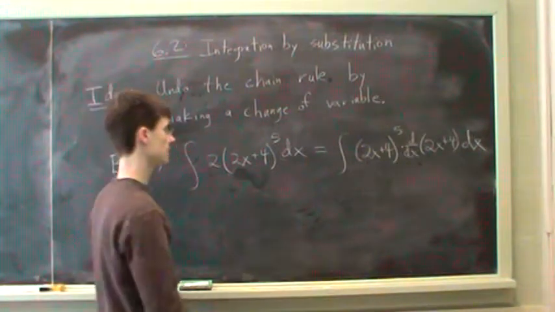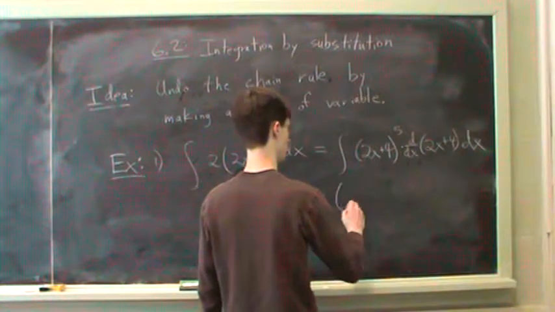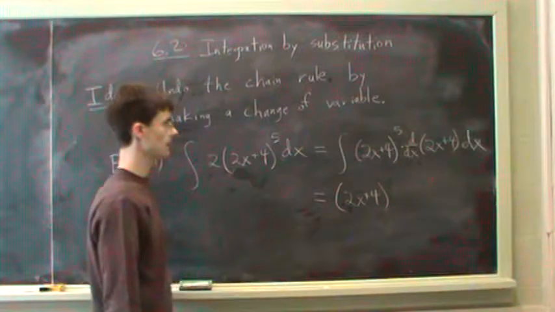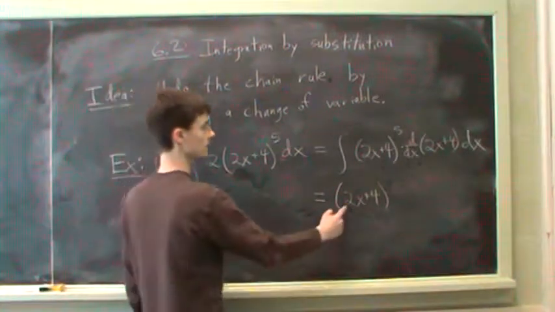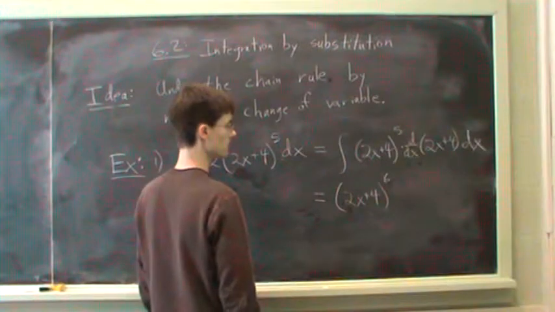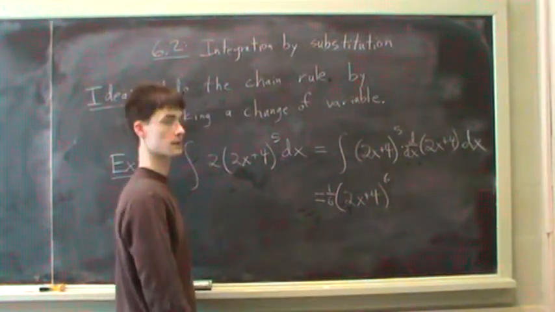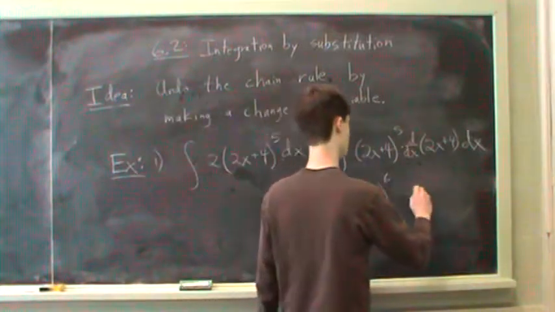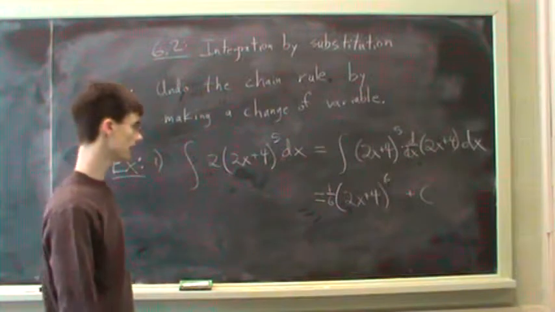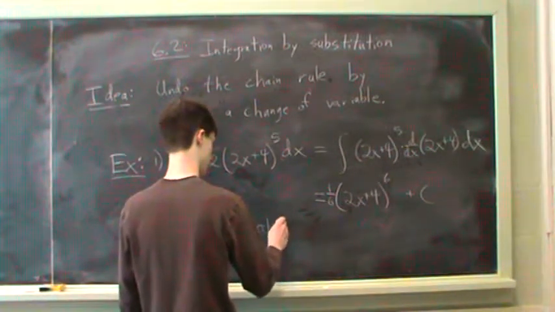Okay? And in fact, you could guess, if you wanted to, that the answer should be something times 2x plus 4 raised to the 6th power. And then we'll actually need a 1/6 out front, because we're integrating. And then we'll have a constant of integration. And let's check that we did this correctly.